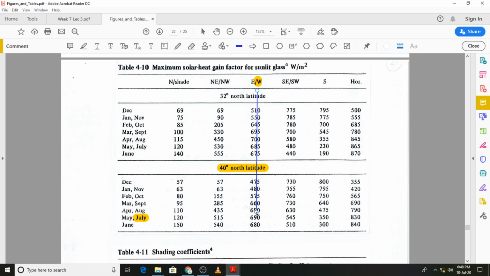find out the value of maximum SHGF, that is solar heat gain factor, which is 690 watts per meter square, and that is the value you will see we have used in the solution. The next is the shading coefficient, for which we move to table 4-11.